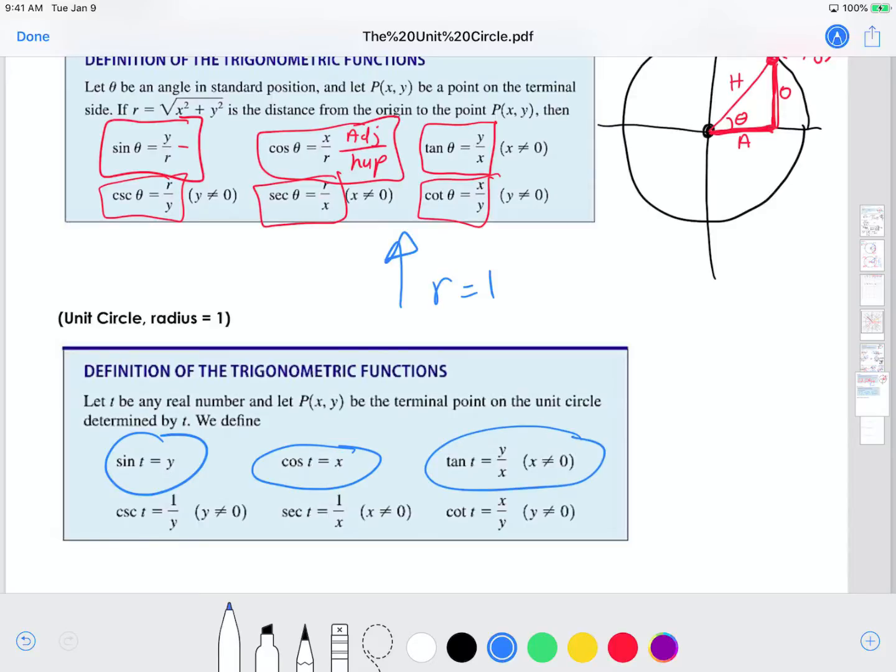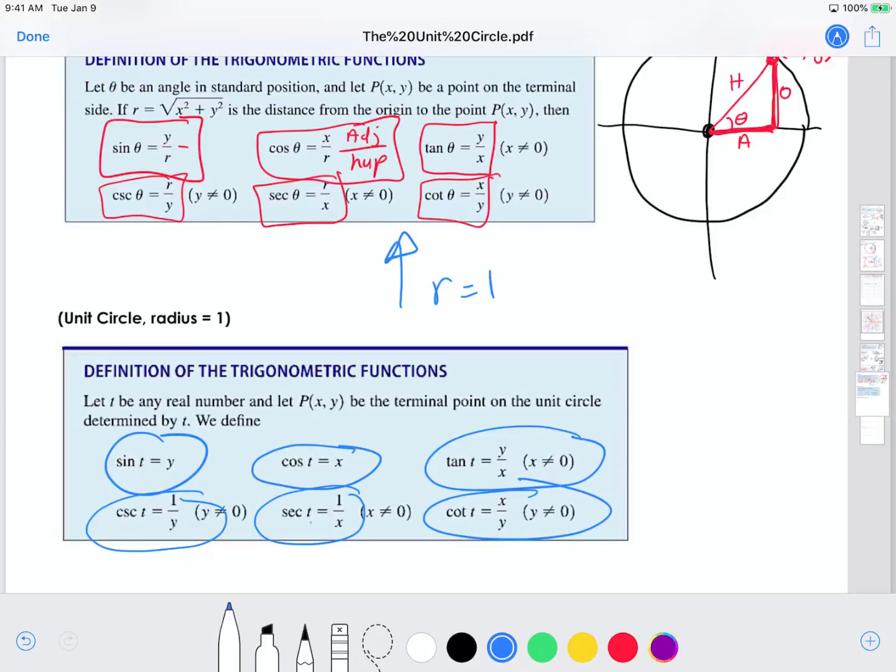It doesn't affect the value of your tangent because you don't have r's in your tangent. And it doesn't affect your cotangent because you don't have r's there. But it does affect your cosecant. Cosecant and sine are reciprocal, so you just take 1 over y. And secant and cosine are reciprocal, so secant would be 1 over x.